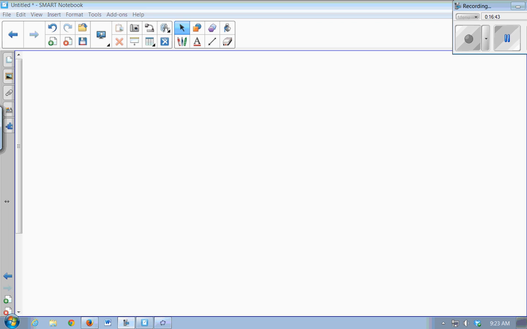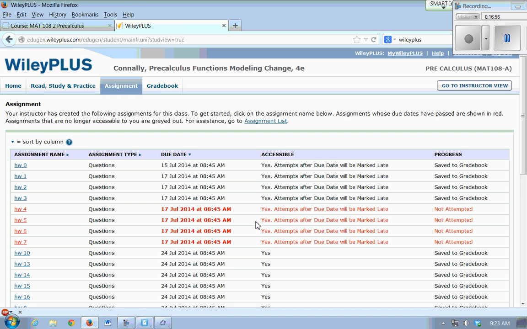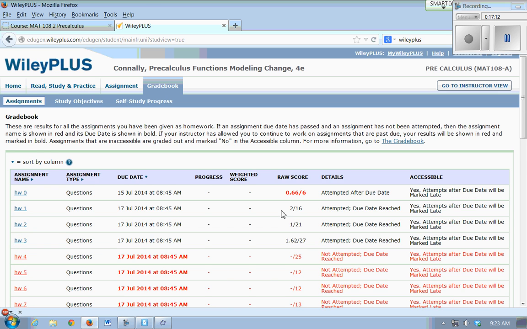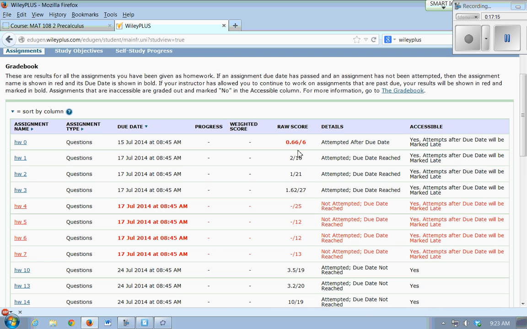Is there a way to tell if I've skipped any problems or gotten any wrong from the assignment page without waiting till they're late? Yes, pretty sure. So when you're in Wiley Plus, I'm in the assignment page, but if I click on my grade book over here, instead of looking at the assignment page, go to grade book. And wait and wait. There we go. It gives you your score on all of the assignments.